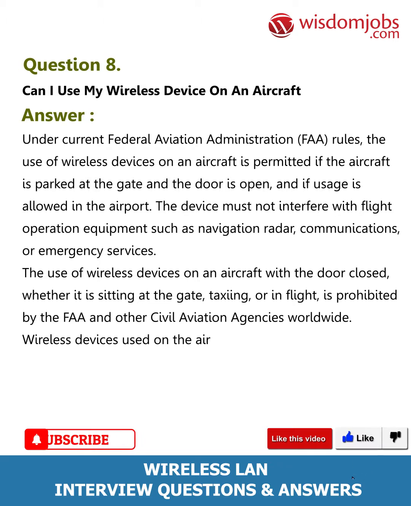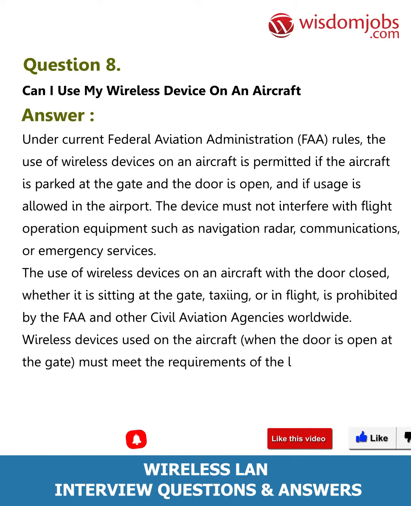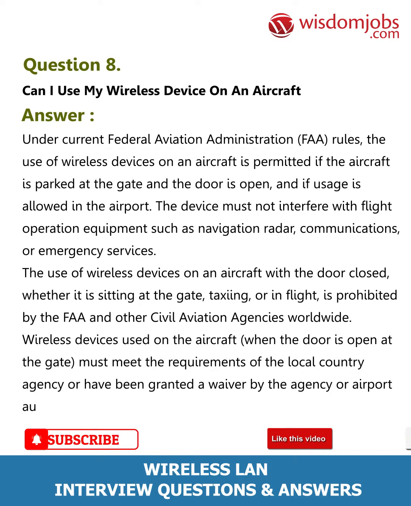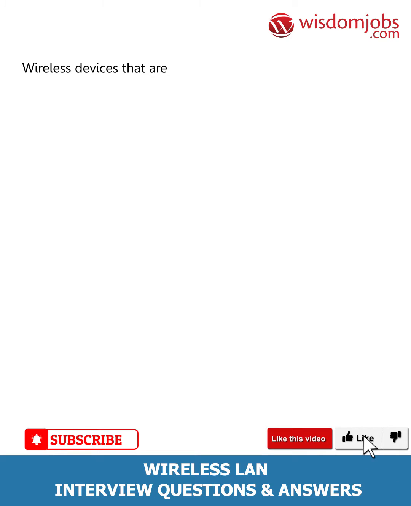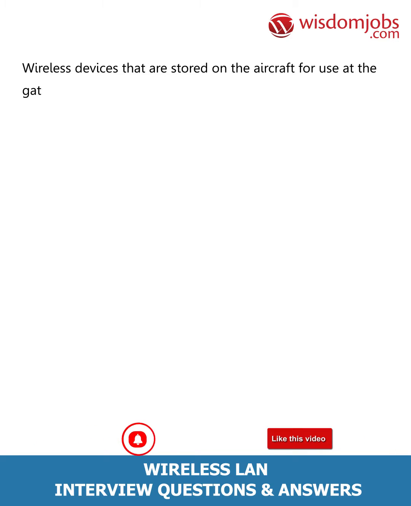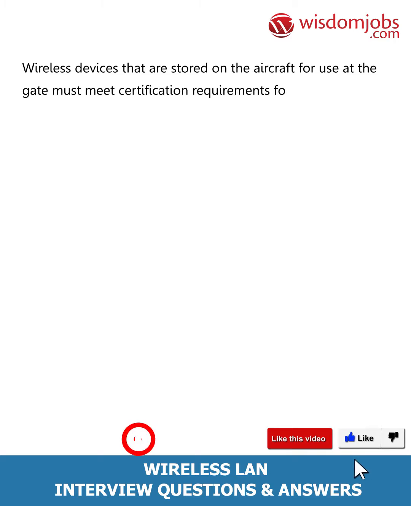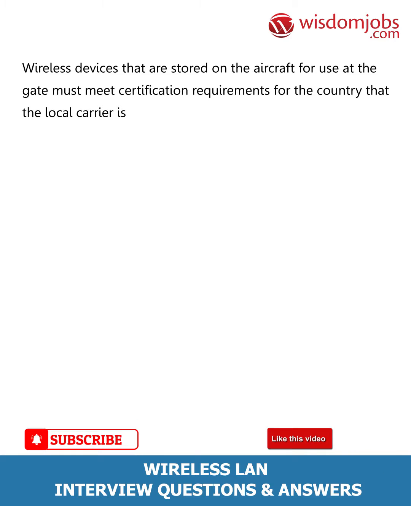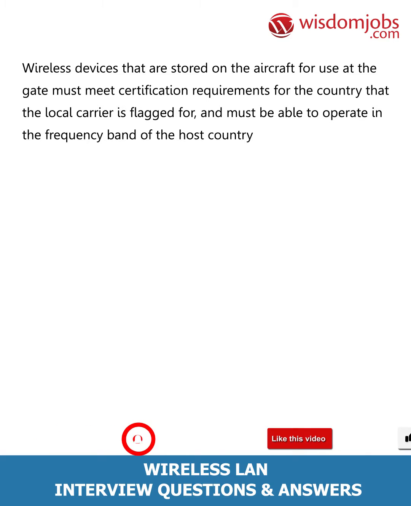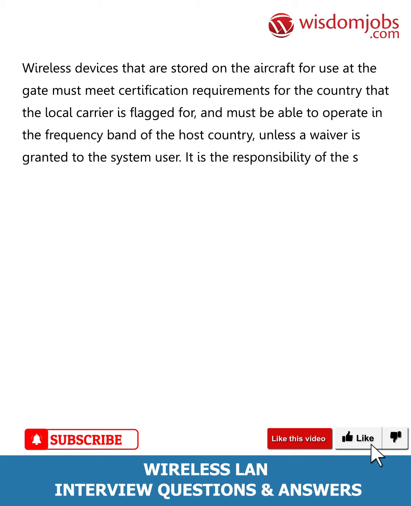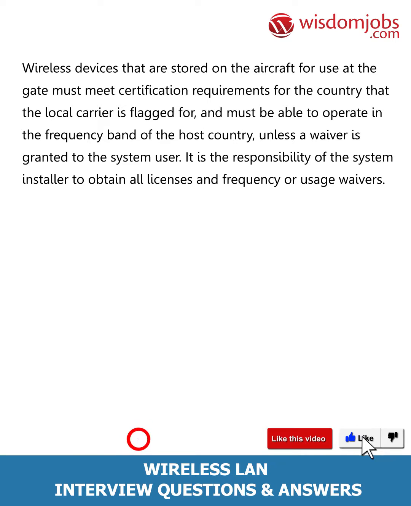Wireless devices used on the aircraft when the door is open at the gate must meet the requirements of the local country agency or have been granted a waiver by the agency or airport authority. Wireless devices that are stored on the aircraft for use at the gate must meet certification requirements for the country that the local carrier is flagged for, and must be able to operate in the frequency band of the host country, unless a waiver is granted to the system user. It is the responsibility of the system installer to obtain all licenses and frequency or usage waivers.